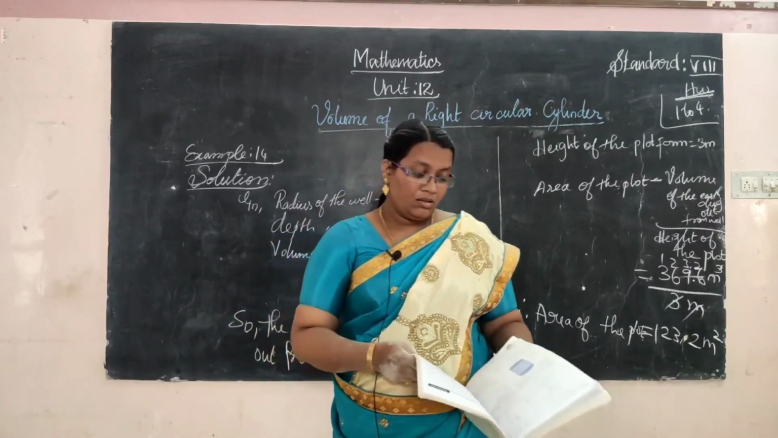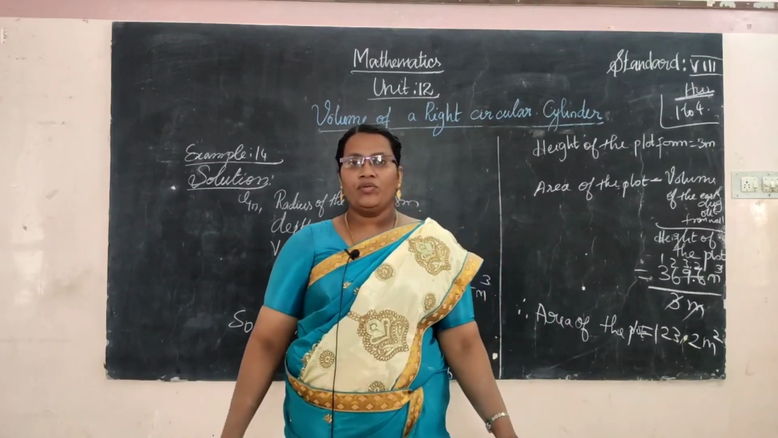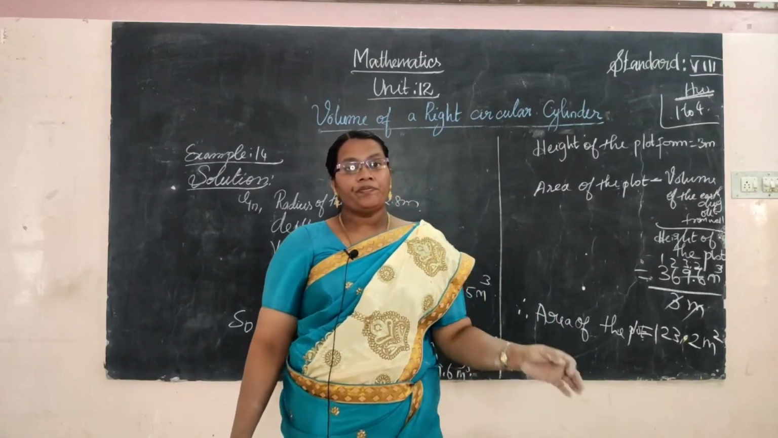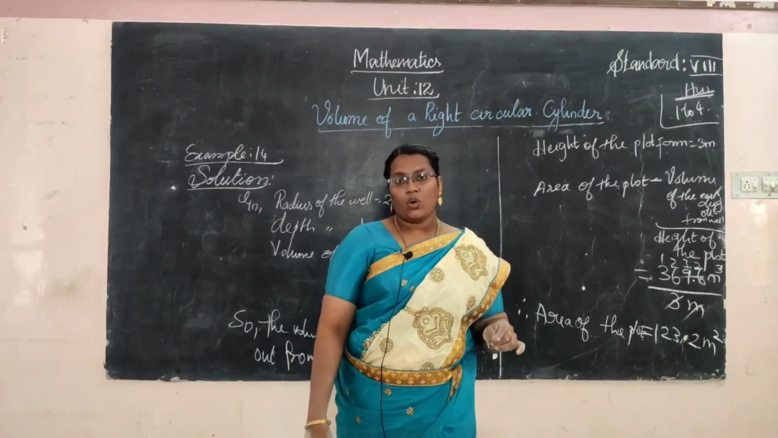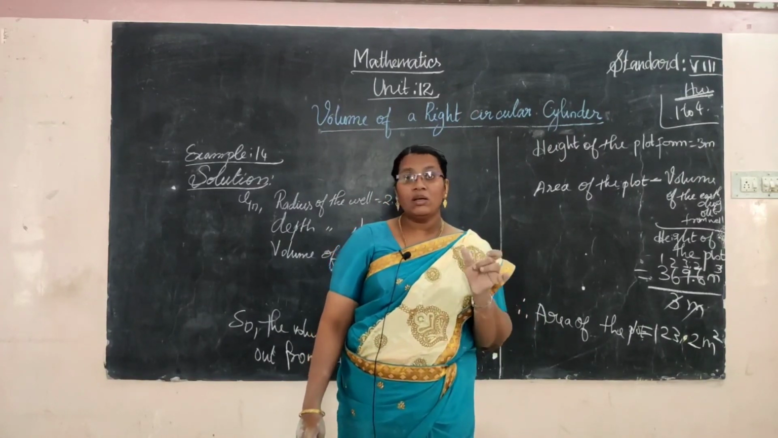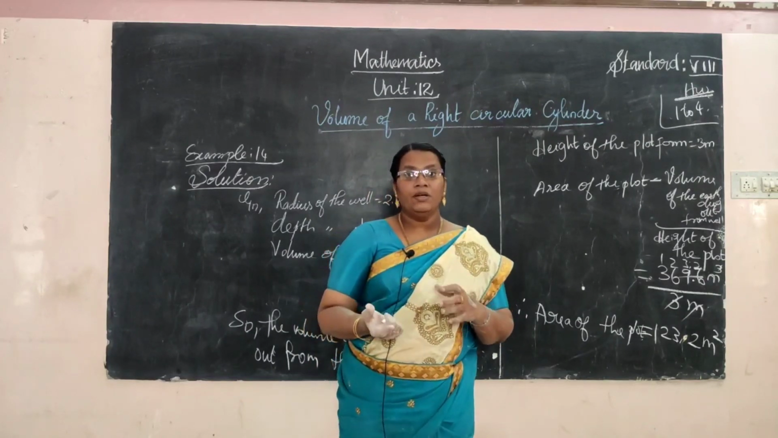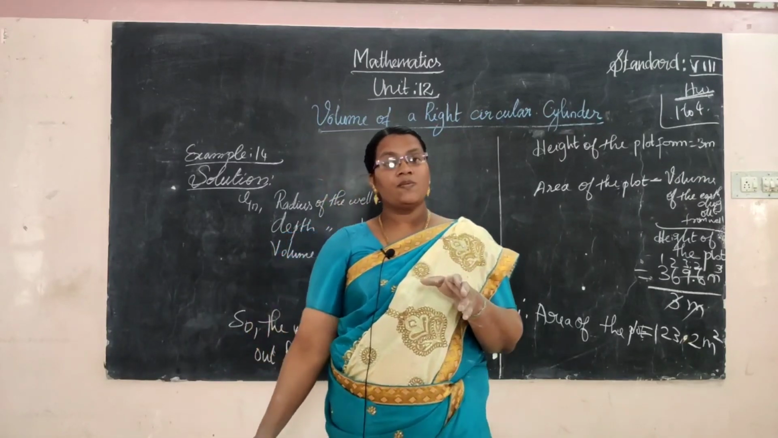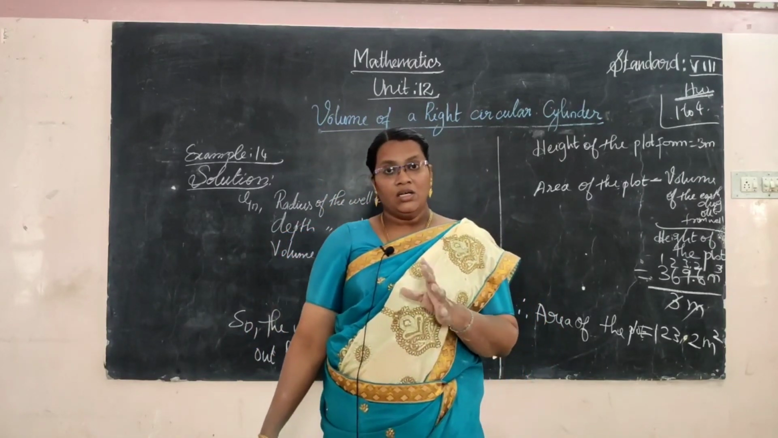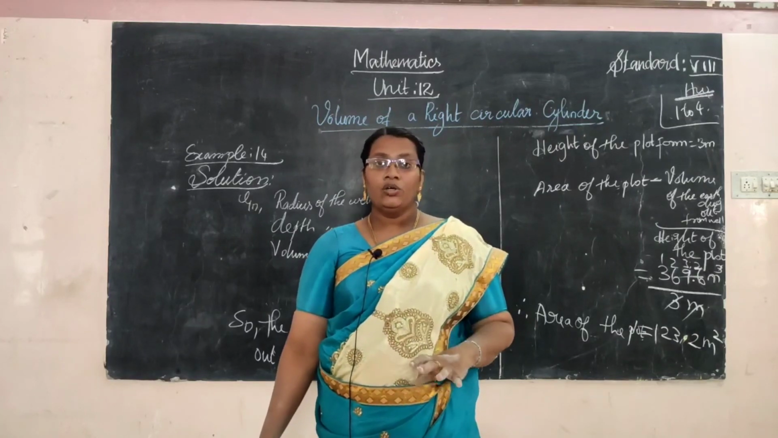So today we have learned about the volume of the cylinder. What is the formula for the volume of the cylinder? Volume of the cylinder is equal to pi r squared h. Why do we use pi r squared? The base of the cylindrical shape is a circle. So area of the circle is pi r square, into height. So pi r square h cube unit.